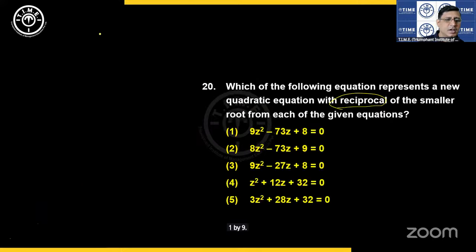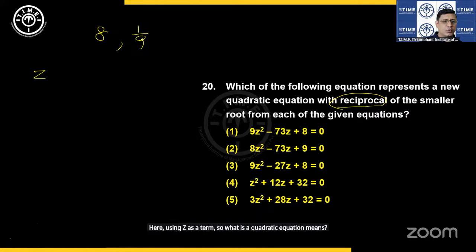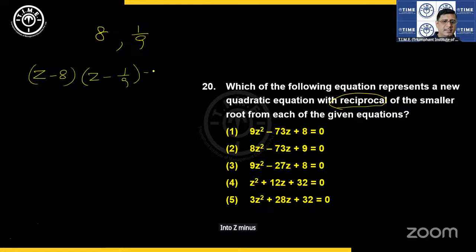Now, 8 and 1 by 9 are the roots. We need to find the quadratic equation by using these roots. Here, using z as a term, so what is the quadratic equation? Roots are 8 and 1 by 9. So z minus 8 into z minus 1 by 9 is equal to 0. Means z minus 8 times 9z minus 1 is equal to 0.